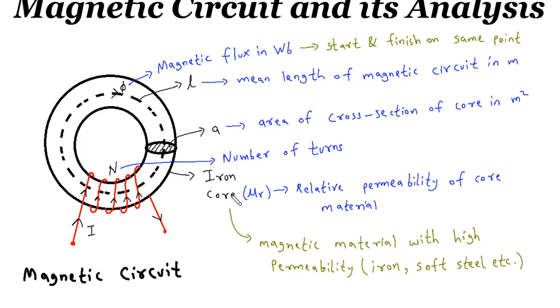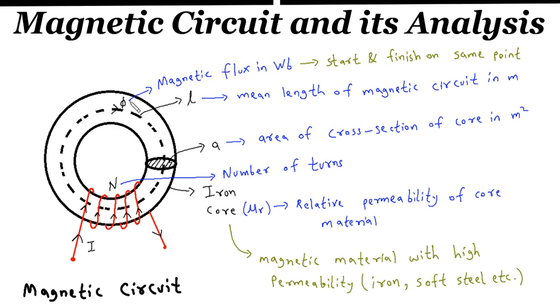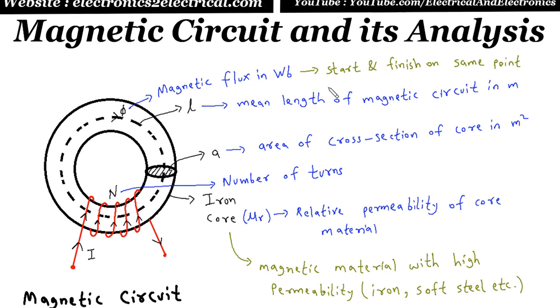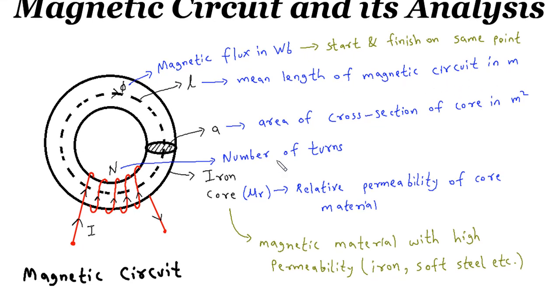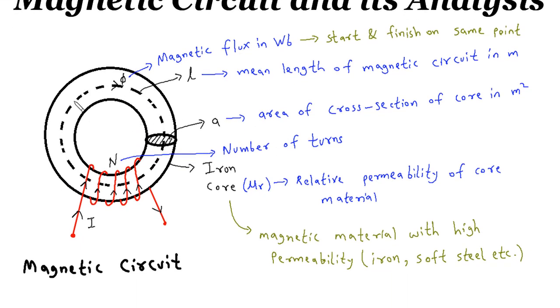This iron core is a magnetic material with high permeability. It may be iron or soft steel or any other magnetic material. Phi is the magnetic flux in Weber. It starts from the same point and finishes on the same point and completes the magnetic path. L represents the mean length of the magnetic circuit in meter. So this is called a magnetic circuit.